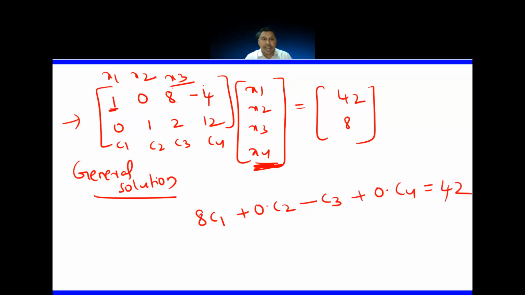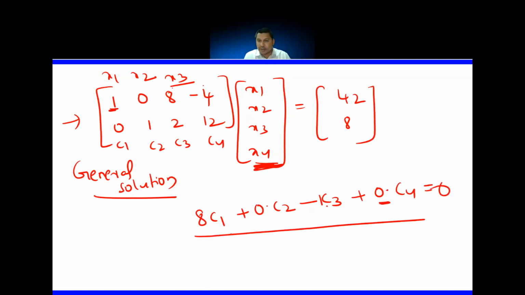See what I'm trying to do? I want to make this 0. I want to use only x1, x2, x3. I have to use both, but x4 I don't want to use. Using x4, can I do it? No, I cannot. If I include x4, it becomes complex. So 8 C1 plus 0 C2 minus C3 plus 0 C4. Not 42, it is 0. Let me write 0 here. By doing this, if I multiply these 4 columns in this format, I will get the answer as 0. I want to make the x3 solution 0.